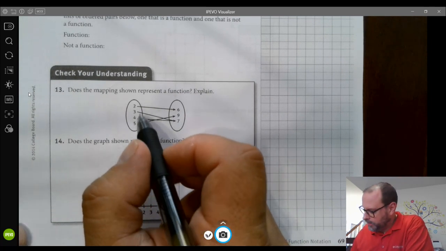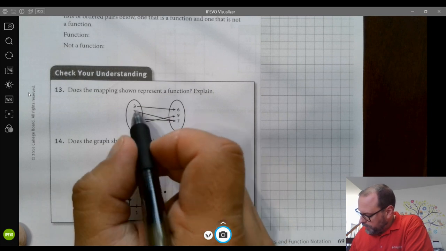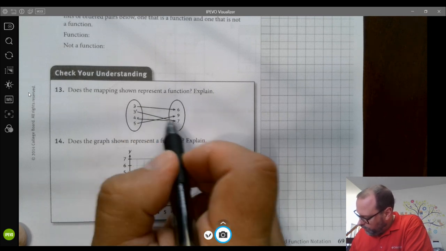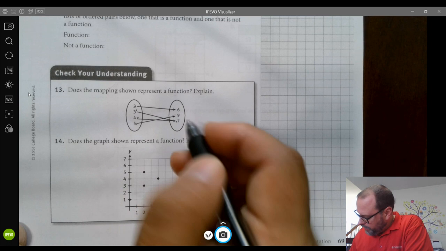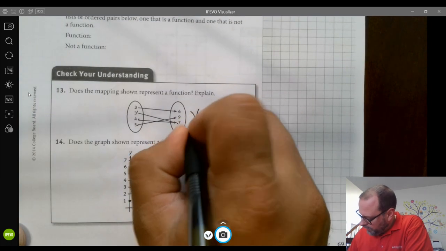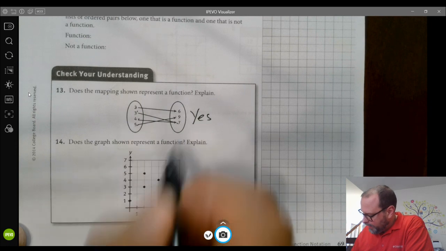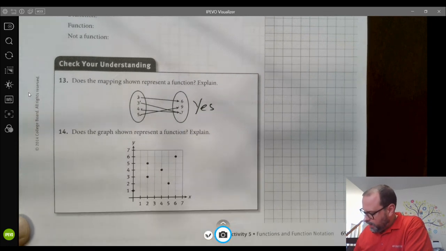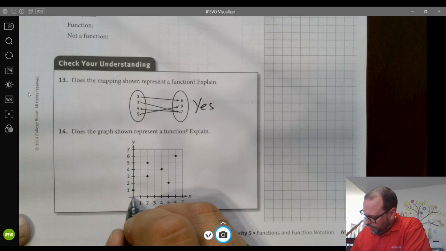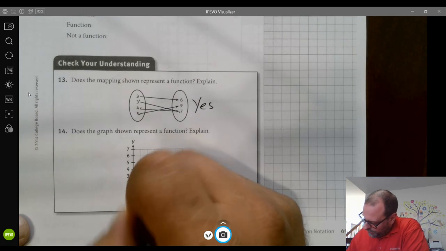It's like magic. So 2 only goes to 6, 3 only goes to 7, 4 only goes to 7, 5 only goes to 9. So is this a function? Yes. If I had double lines, then it would be a no. All right, how do I check on a graph? Go to the x values and make sure there's only one dot in each spot.